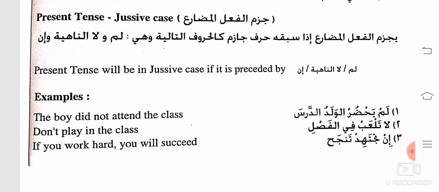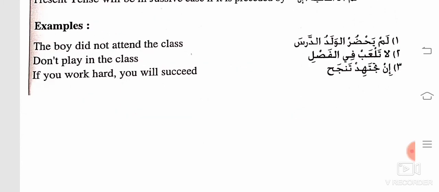Then second one, la tal'ab fil fasl. Don't play in the class. La tal'ab. La is the la nahiya. It gives jazm for fi'l al-mudari. Then in tajtahid tanjah. If you work hard, you will succeed. In tajtahid. So that's also fi'l al-mudari and it has got jazm, sukun. So these are the things we have to learn.